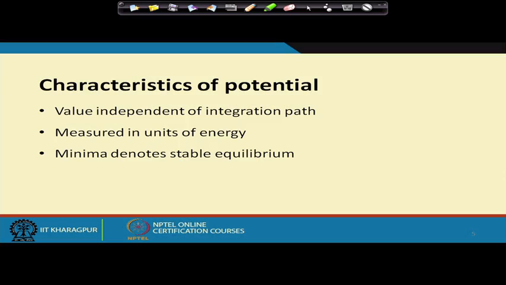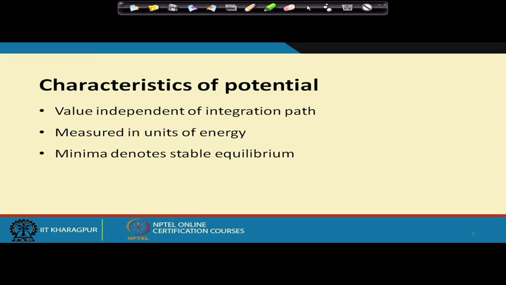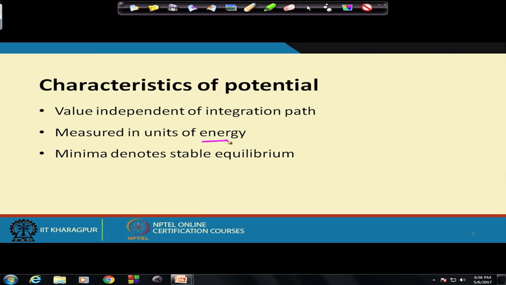The properties of thermodynamic potentials are, if you remember, firstly the value has to be independent of the integration path. What does it signify? It signifies that these potentials have to be properties of the system. Definitely chemical potential is a property of the system, we know that. So, in this case we do not have any problems. The other thing which we found out was that all these potentials must be in units of energy, right.